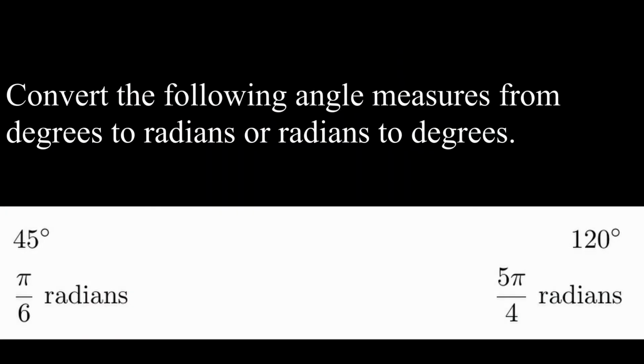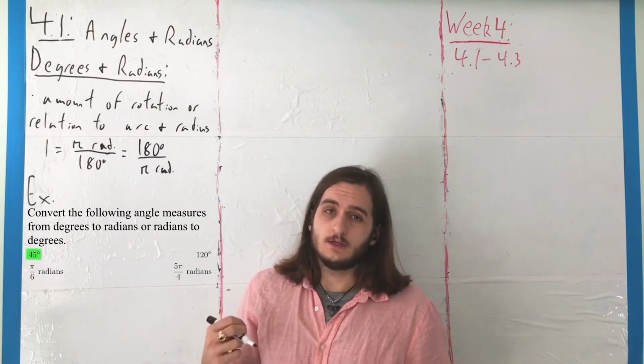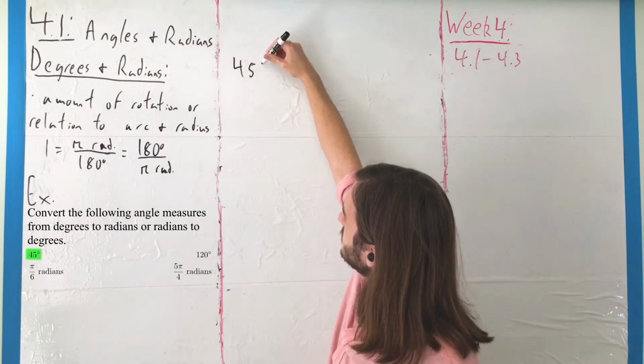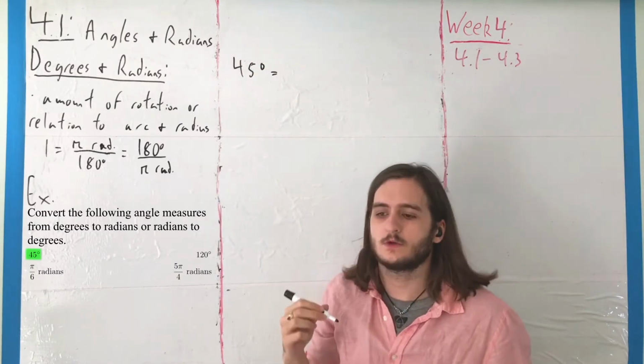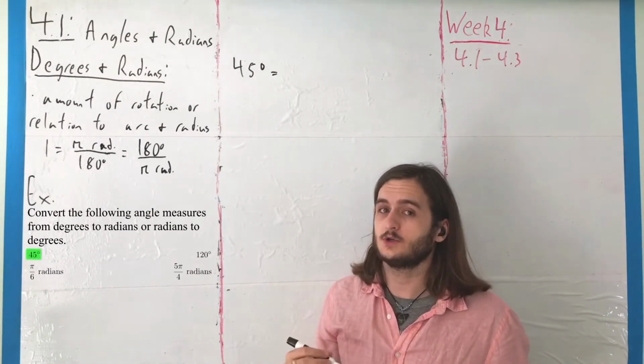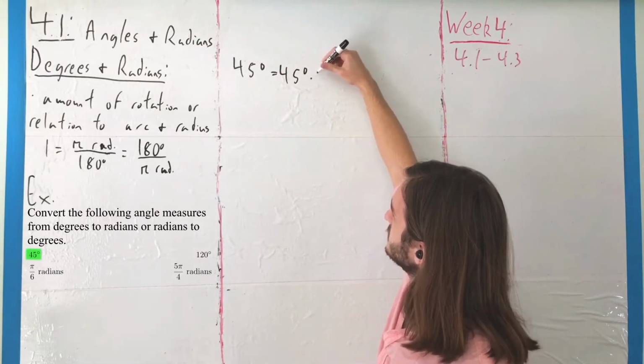So for our example, we're going to look at converting the following angle measures from degrees to radians or radians to degrees as necessary, where we have the measures 45 degrees, 120 degrees, pi over 6 radians, and 5 pi over 4 radians. So for our first cases, going from degrees to radians, if we have that measurement 45 degrees, we can use one of math's greatest, and for people who don't have experience with it, most frustrating tricks, and say that 45 degrees is equal to 45 degrees times 1.